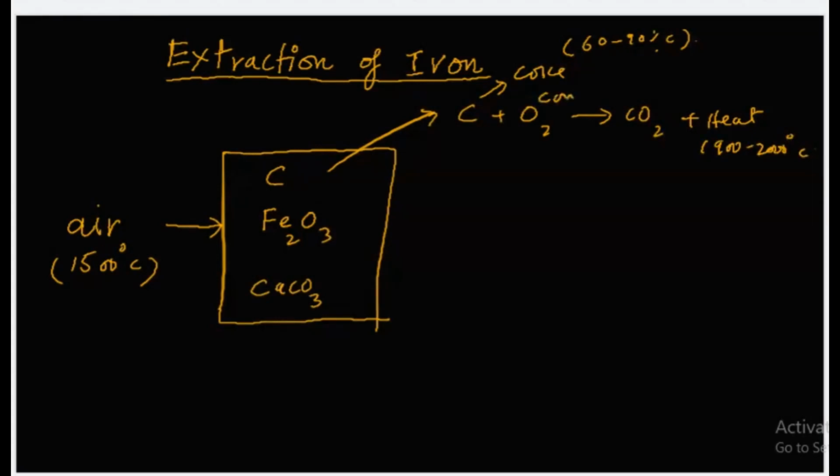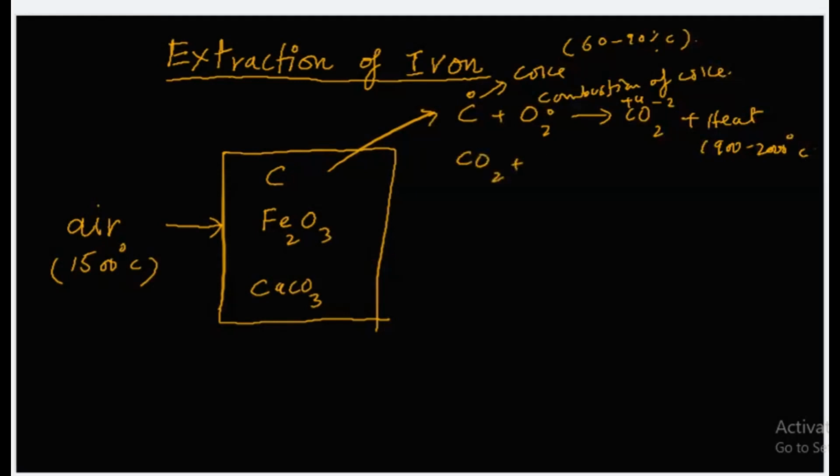This is also called combustion of coke, or you can say this is the oxidation as well, because the oxidation state of carbon changes from 0 to plus 4, and of oxygen from 0 to minus 2. Basically, this is a redox reaction, but you can say this is the combustion of coke or the oxidation of coke as well. Carbon is oxidized, oxygen is reduced. The oxidation state of carbon increases from 0 to plus 4 and of oxygen from 0 to minus 2. This is an exothermic reaction.